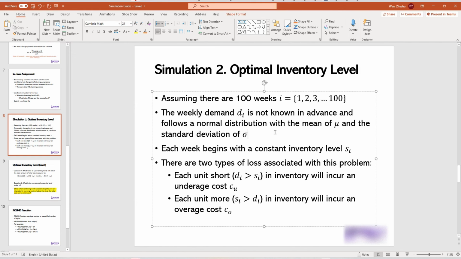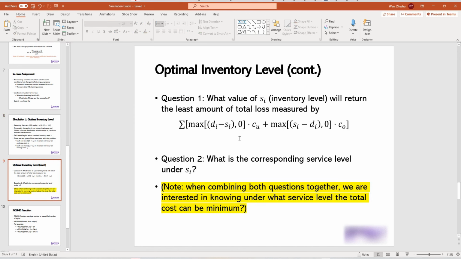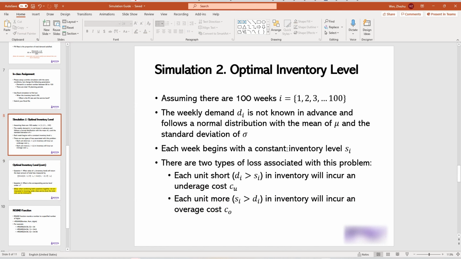But in an actual problem, you will be supplied with actual numbers to figure out what the total demand looks like. And each week begins with a constant inventory level S_I. So all S_Is, the weekly inventory levels, will be exactly the same, because you will be determining a magic inventory level that supposedly helps you minimize the total loss. You decide one inventory level. That inventory level will be applied in all weeks.